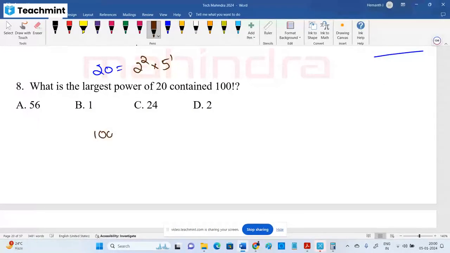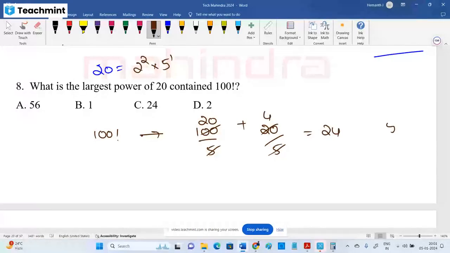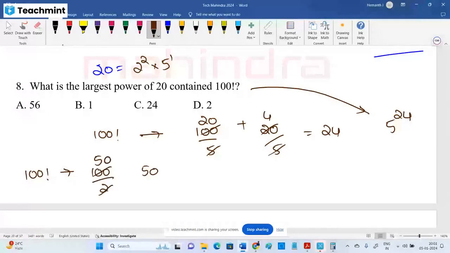I have to find how many 5s are there in 100 factorial. I divide 100 by 5, which is 20. Then that quotient is divided by 5 again, giving 4. Now 4 cannot be divided, so you stop. So there are 24 5s in 100 factorial. Similarly, I want the number of 4s. In 100 factorial, 4 cannot be done directly, we have to check 2s. 100 divided by 2 is 50. 50 divided by 2 is 25.